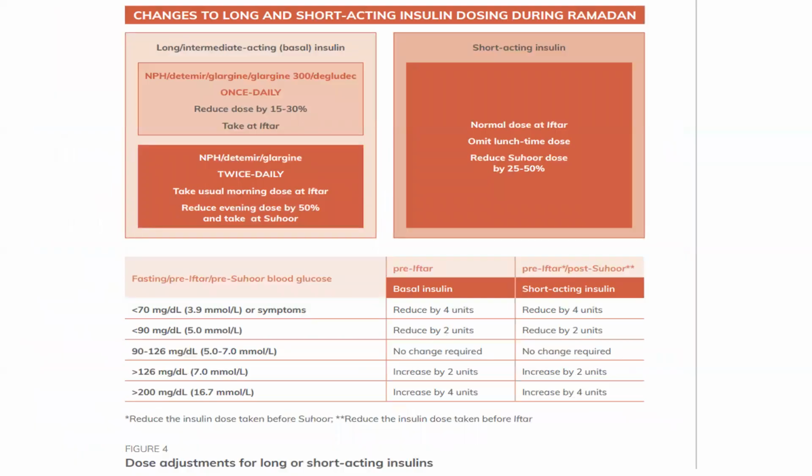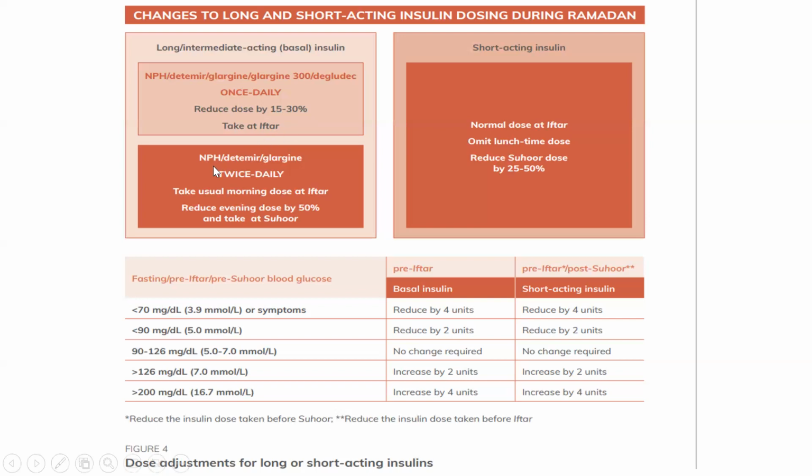What about insulin dosing in type 2 diabetic patients? What changes should we suggest to the patients for short-acting and long-acting insulin during Ramadan? Let's look at the long-acting or intermediate-acting basal insulins, whether it is NPH, detemir, glargine 300 or degludec, all of them once daily. If the patient is taking it once daily, just reduce the dose by 15 to 30%, whatever the dose is, and take it at iftar instead of bedtime.